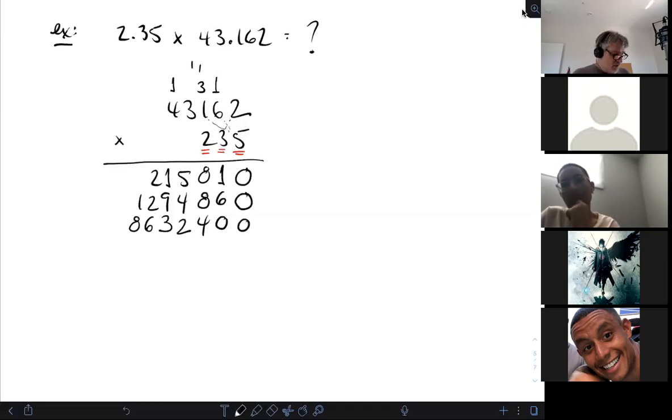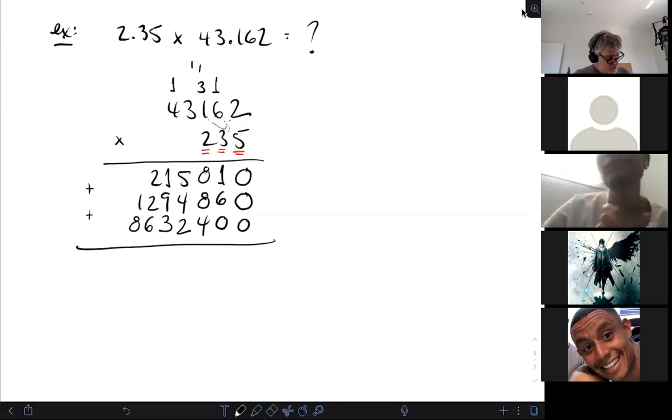Okay, so I'm done with the multiplying. What's left is you add all these numbers, right? And so here we go. 0, 7, 16, that's 20, carry of 2. That's 13.